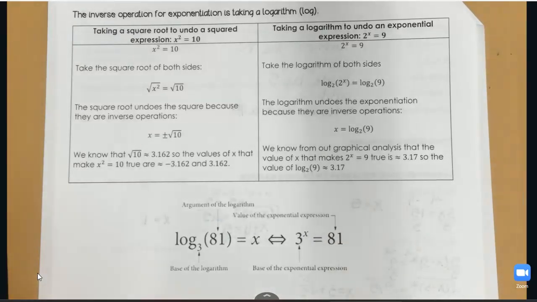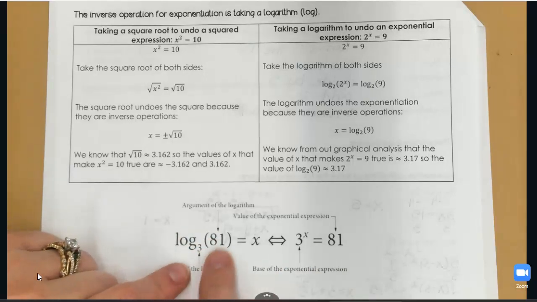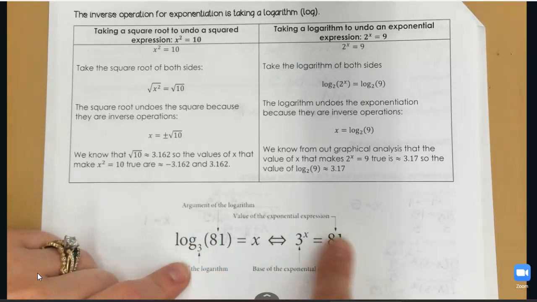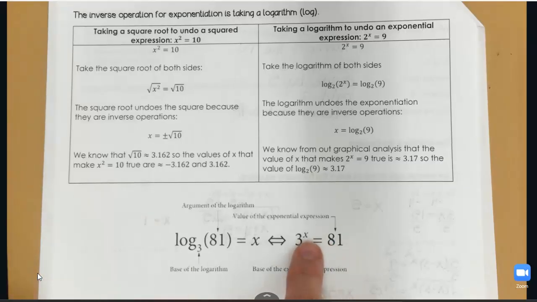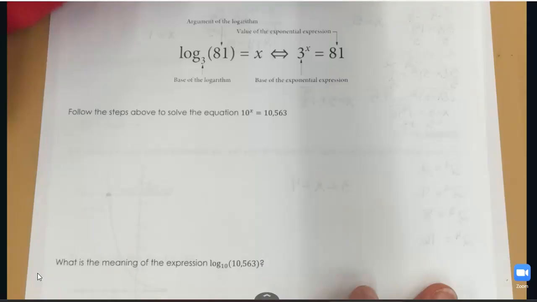As I was saying, when you're going back and forth between exponential and log form, the base of the logarithm is the same as the base of your exponential expression. The argument of your logarithm is what you're evaluating. That's your equivalence on your exponential, and your exponent becomes what you're evaluating. So we will have practice going back and forth between these, but just a quick recap and putting this into practice.